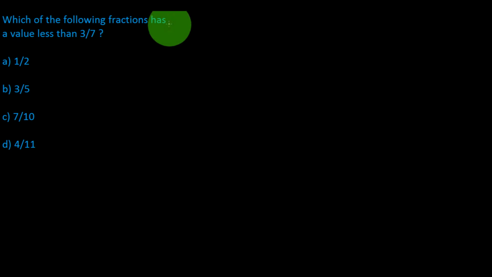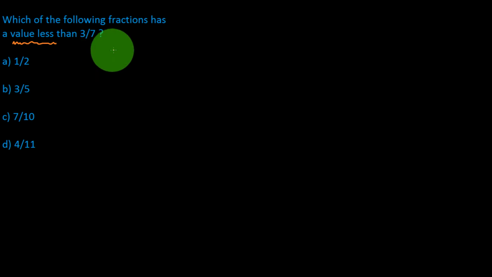This problem asks us which of the following fractions has a value less than 3/7, and then we're given four options below. Well, let's just go highlight those keywords. Value less than 3/7, and we're given option A is 1/2, B would be 3/5, option C is 7/10, and option D is 4/11 here. So which one of these is less than 3/7?